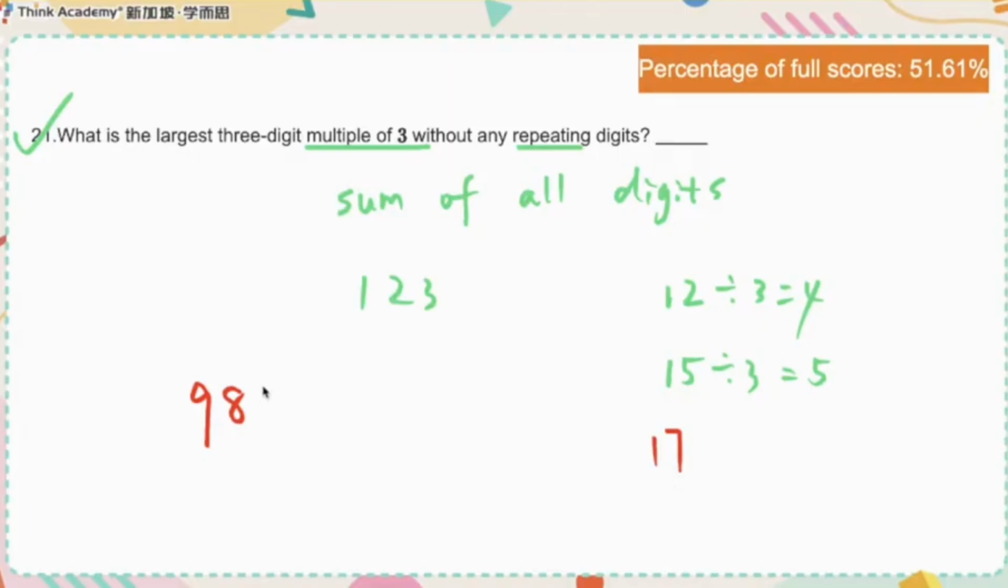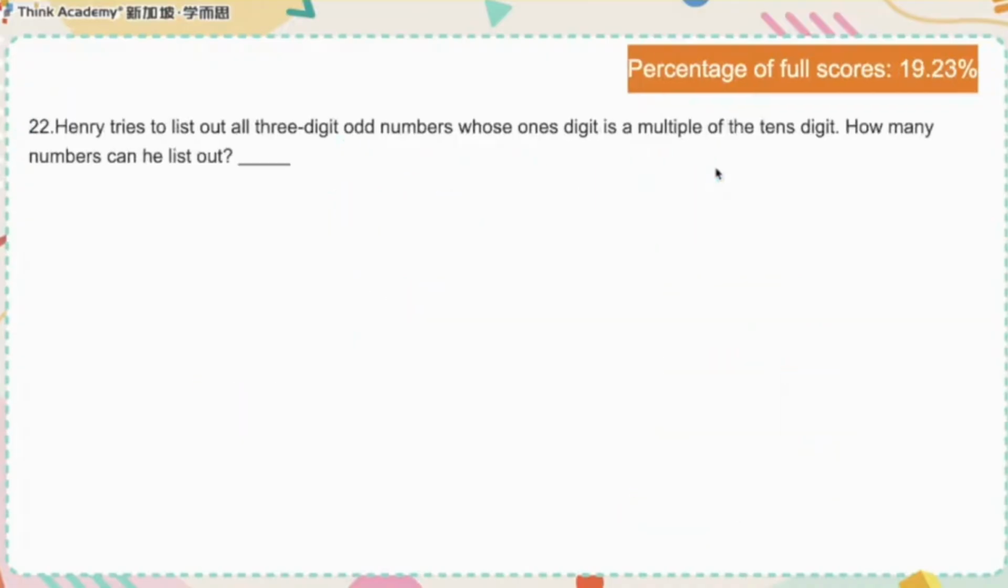How about we try 7? Yeah, so you see 17 plus 7 equals 24. 24 divided by 3 equals 8. It is also a multiple of 3, right? So actually the answer here is 987.